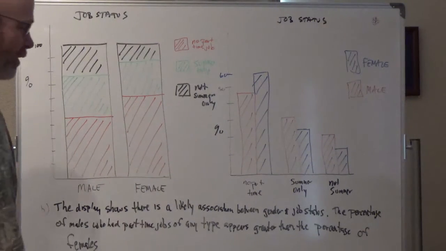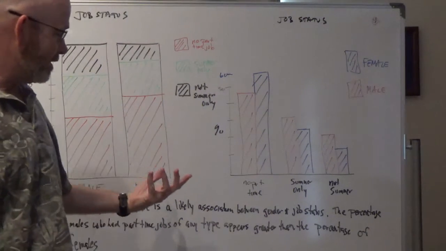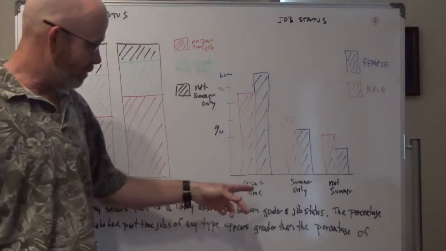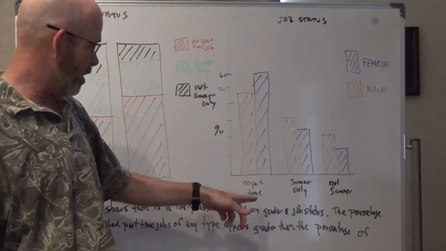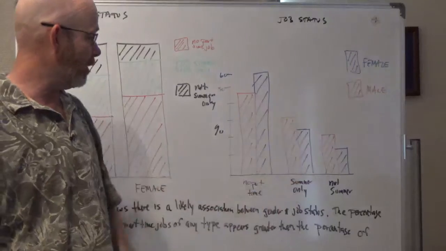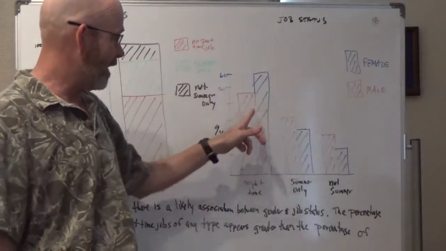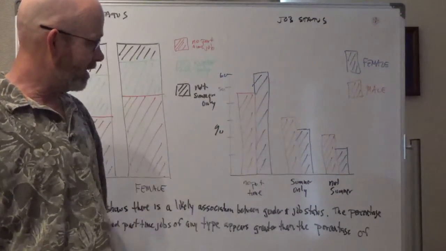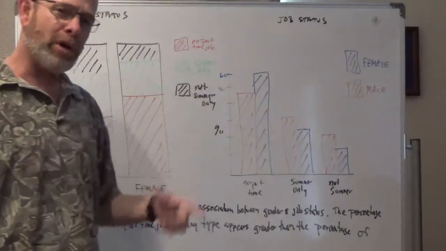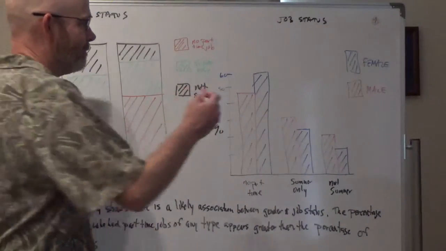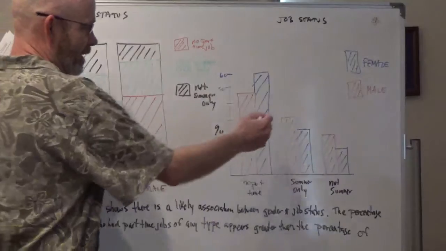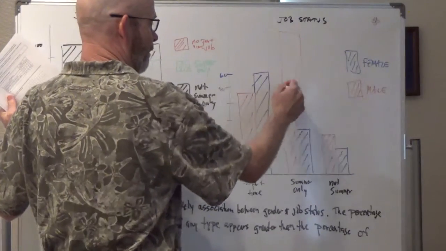Here's another way to do it, I think. Instead of separating males from females, I separated the jobs. So no part-time job, summer only, not summer only. And then males in red, females in blue. You can see the connection. There was one other way I noticed people did this. They did just like this, but then they had one bar.